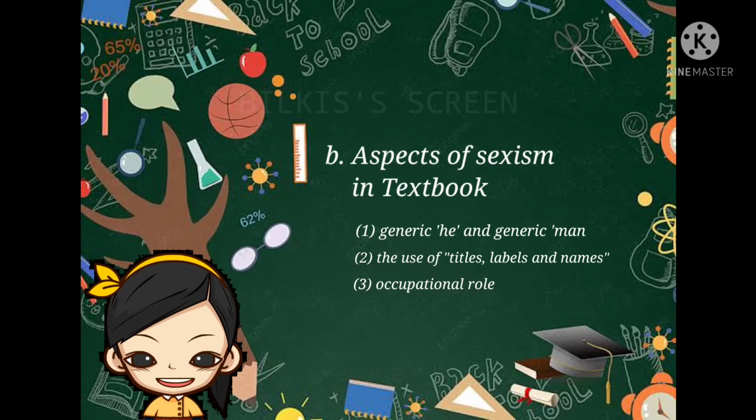The third is occupational role. In the workplace, women are definitely considered weak, passive, full of emotion, while men are definitely considered strong, active, and reliable. So that in the world of work, women are more restricted and men are superior.